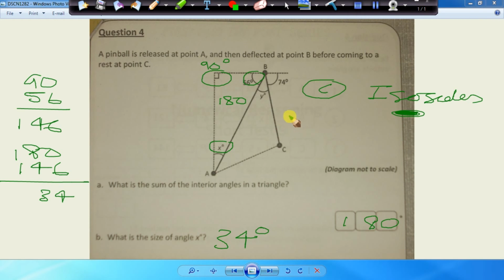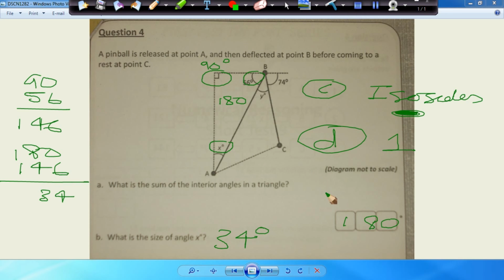Part D, how many lines of symmetry does the triangle ABC have? One. Question 4D, ABC. They're saying that it is equal length, so we'll have one line of symmetry, which will be there. So D, isosceles triangles always have one line of symmetry, one line of reflective symmetry.